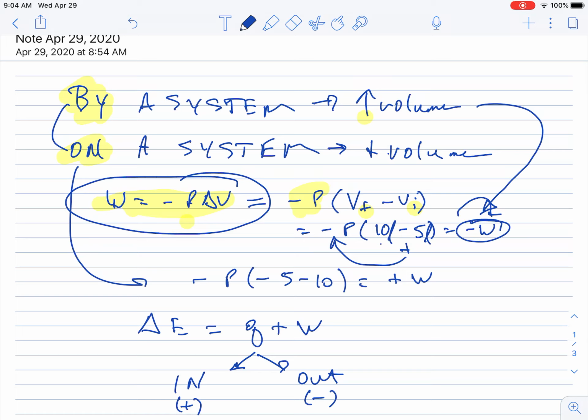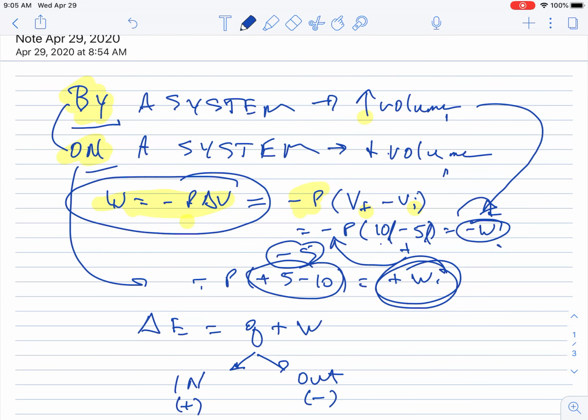If you're decreasing the volume, so you're compressing something together, and then you'd have like 5 minus 10, which is going to get you a negative 5, multiplied by negative pressure, that gets you positive work. So if work is done on a system, the volume's getting smaller, work is positive. If work is done by a system, you're increasing the volume and you have negative work.